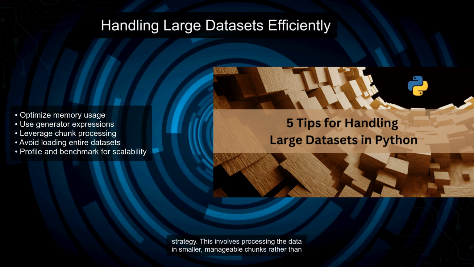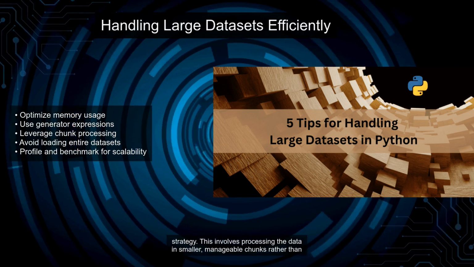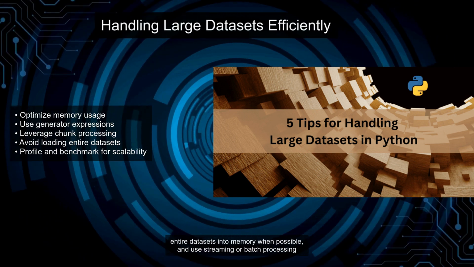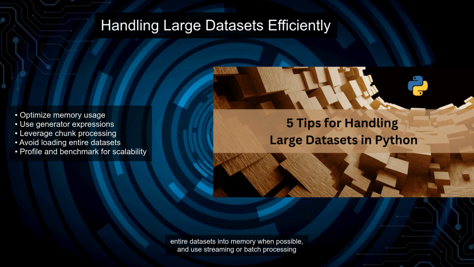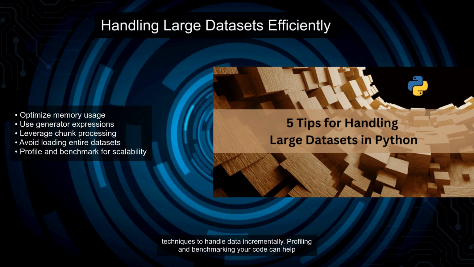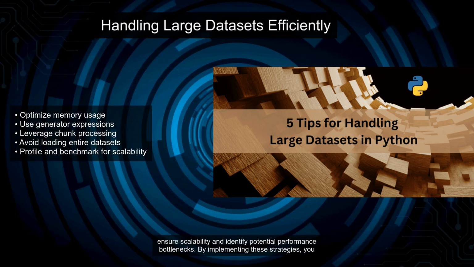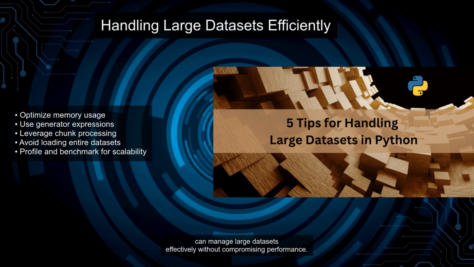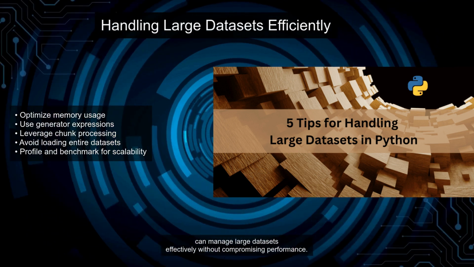This involves processing the data in smaller, manageable chunks rather than all at once, allowing you to work within memory constraints. Avoid loading entire datasets into memory when possible, and use streaming or batch processing techniques to handle data incrementally. Profiling and benchmarking your code can help ensure scalability and identify potential performance bottlenecks. By implementing these strategies, you can manage large datasets effectively without compromising performance.